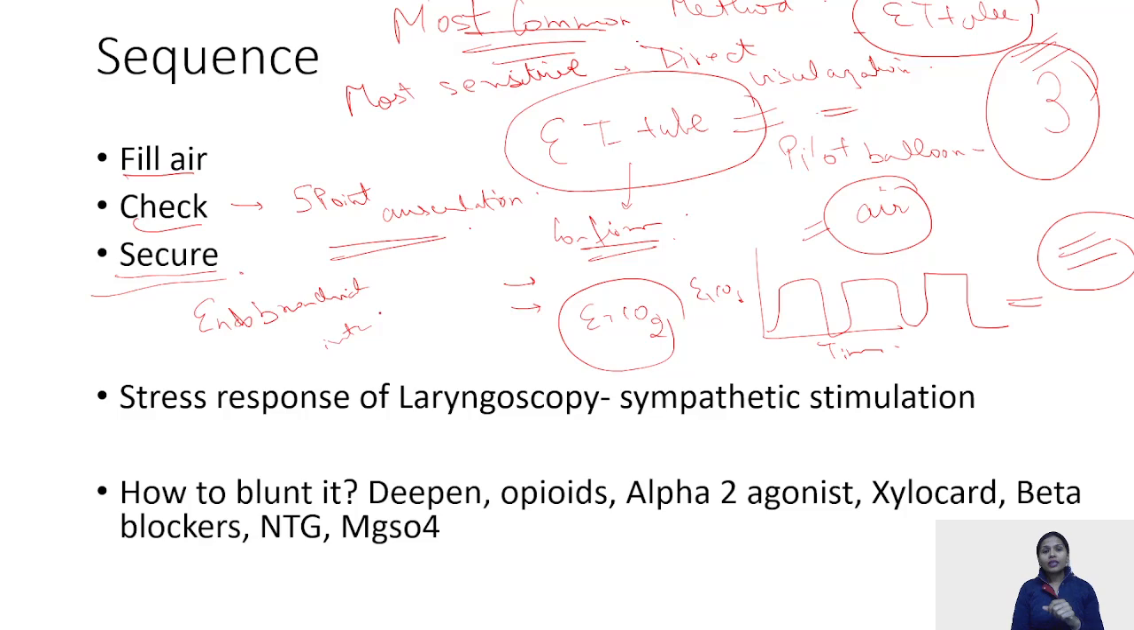Endobronchial intubation means that your ET tube has gone into one bronchus. Generally, it goes to the right bronchus. I've already explained this to you first. So, we have to check that it has not gone endobronchial.